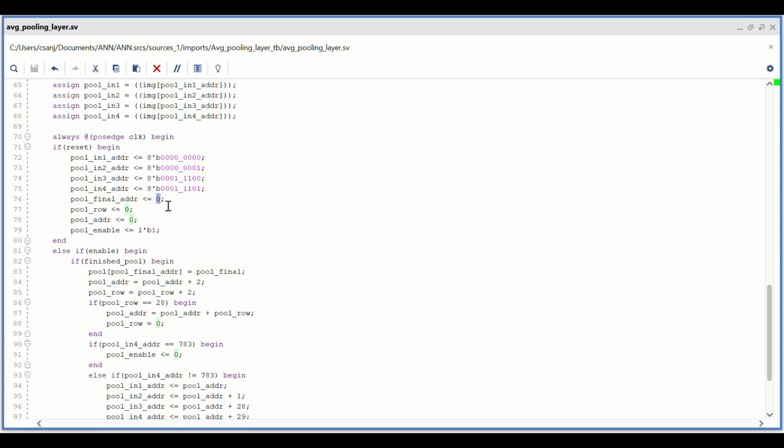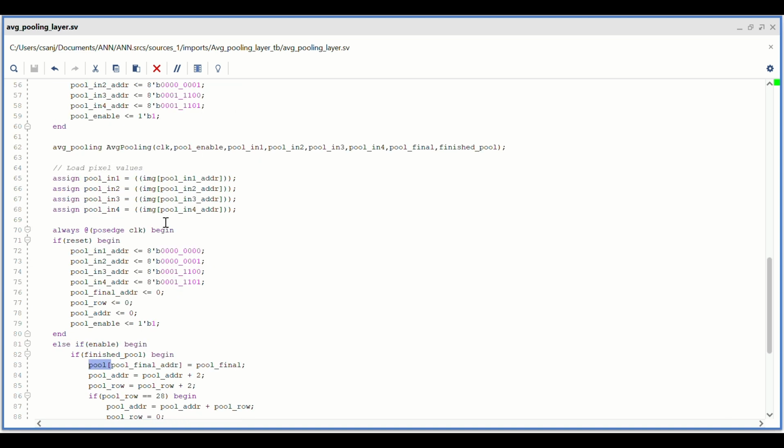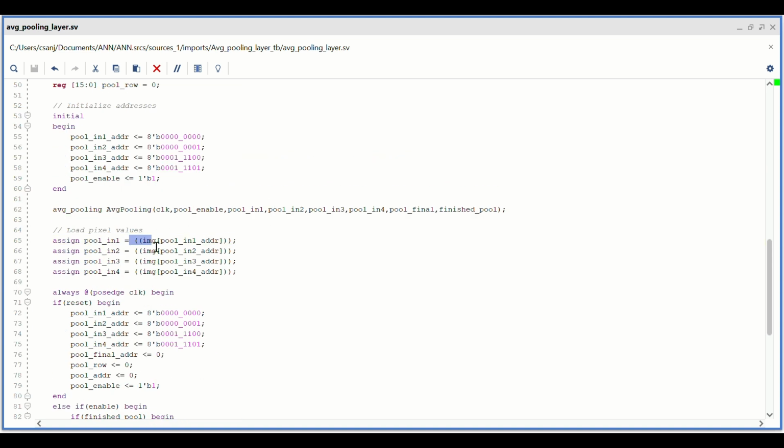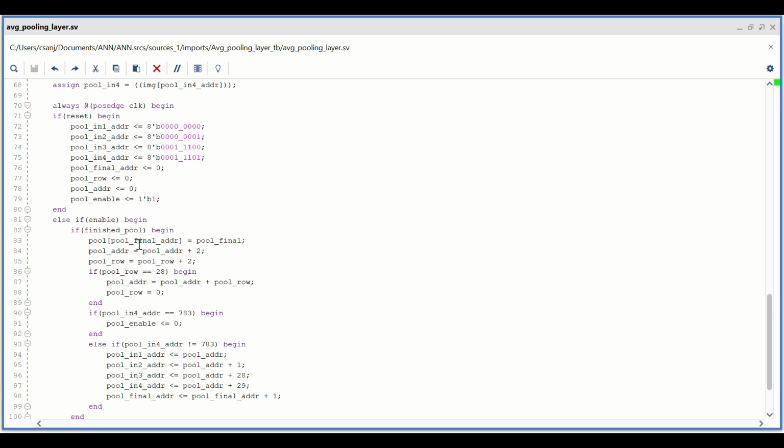Pool final address was initially 0. So the first set of pixel averages will be stored in the 0th location, and then the pool final address will be incremented by 1, so the next set of pixel averages will be stored in the first location. Like this, it goes on incrementing and storing the pool final value in the pool final address. So this is basically your pooled image, and this is the original image. The pixel values from the original image are sent to the pooling module, the average is computed, and the final value is stored in the pooled image.